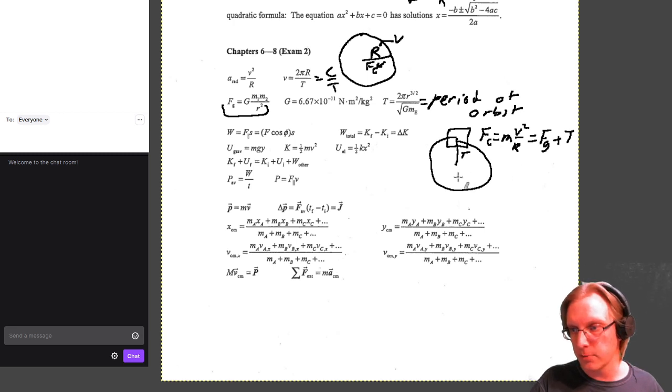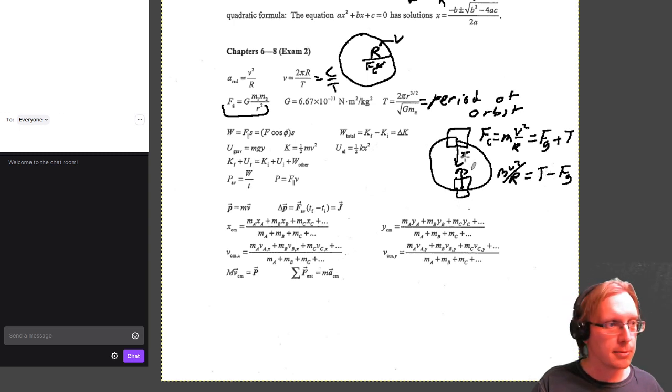And of course, if we're at the bottom instead of at the top, with tension pulling up instead of down, then we have mv squared over r equal to tension pulling up minus gravity pulling down. So in this case, our tension is greater at the bottom than it would be at the top. Do I have any questions about centripetal force from anywhere yet? Hearing none. Let me clear out some space.